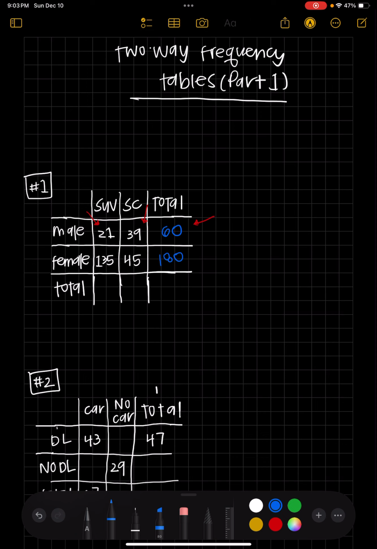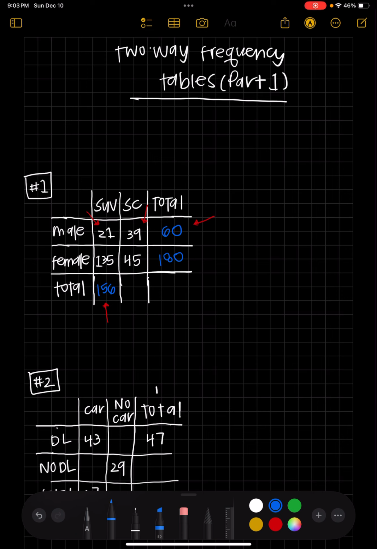And so the total, let's use a red pen still. The total column that would go right here is the total amount of people that want an SUV. So we know there are 21 males that want an SUV and 135 females that want an SUV. So I'm going to add 21 to 135 and I get 156, which means there's a total of 156 people that want SUVs that I surveyed.